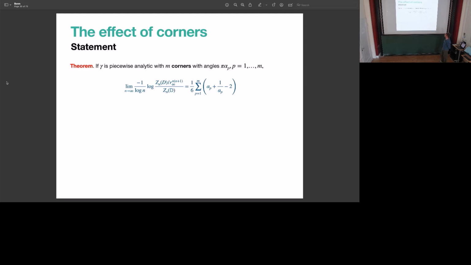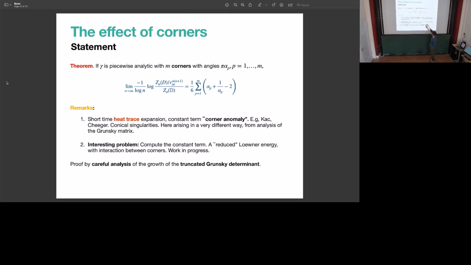And I know some of you have seen such numbers before. This kind of what's called a corner anomaly appears, for instance, if you look at how the heat trace behaves in the presence of corners or conical singularities. There's a lot of work by various people on this. But here it arises in a very different way. Here it's really coming from the asymptotics of the Grunsky matrix. So it's very different somehow from all the previous results.